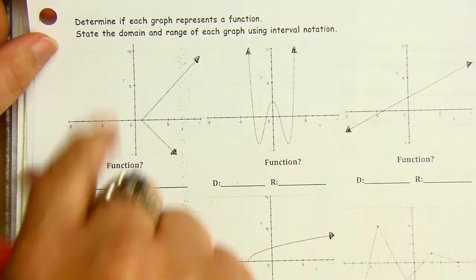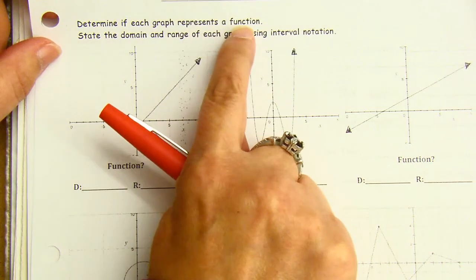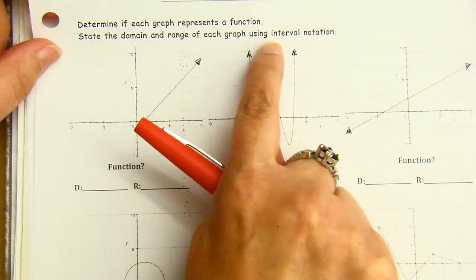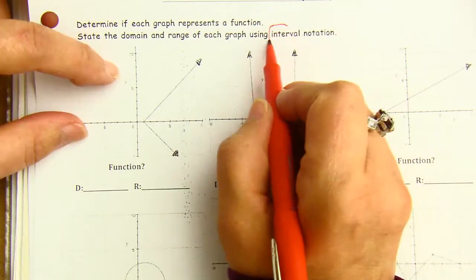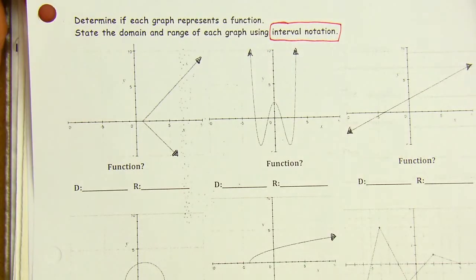So look at our directions. It says determine if each graph first represents a function, and then state the domain and range of each graph using interval notation. This is really important that you know how to set up the interval notation.